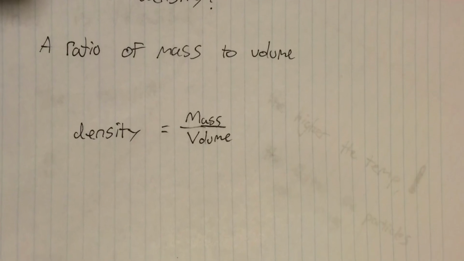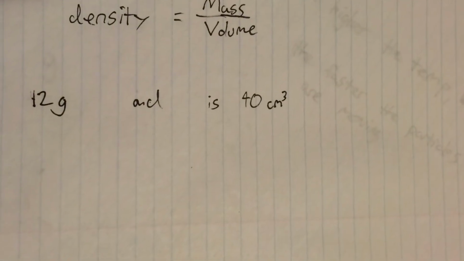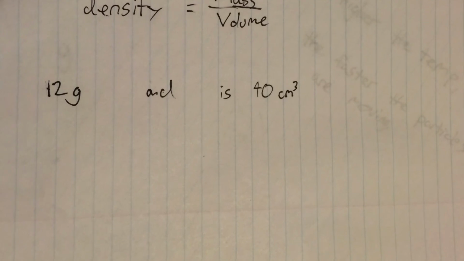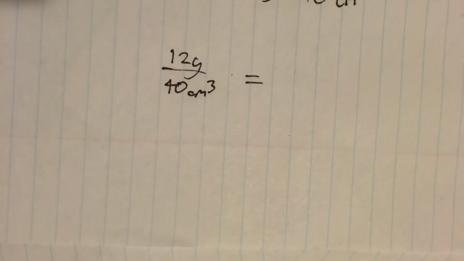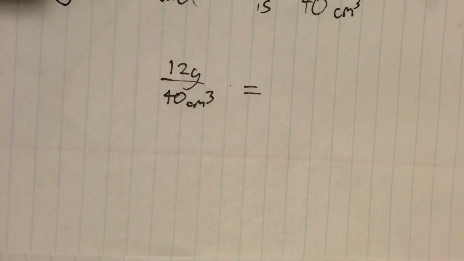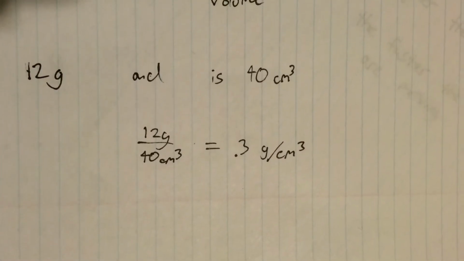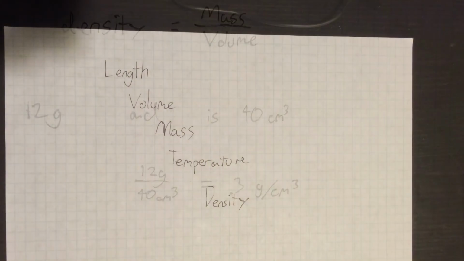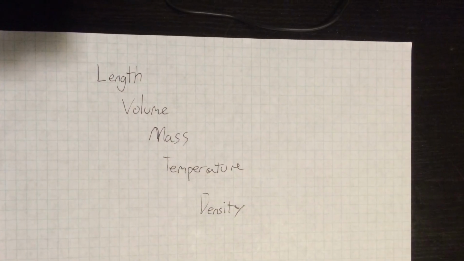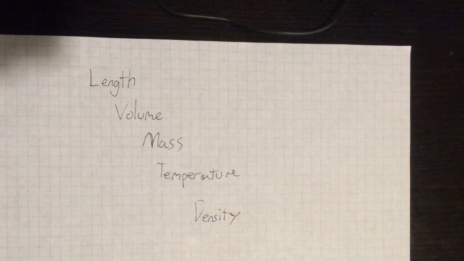For example, say you have a substance that is 12 grams and 40 centimeters cubed. To determine the density of the substance, you just have to take 12 grams, divided by 40 centimeters cubed, and you get an answer of 0.3 grams per centimeter cubed. This has been a short explanation of length, volume, mass, temperature, and density.